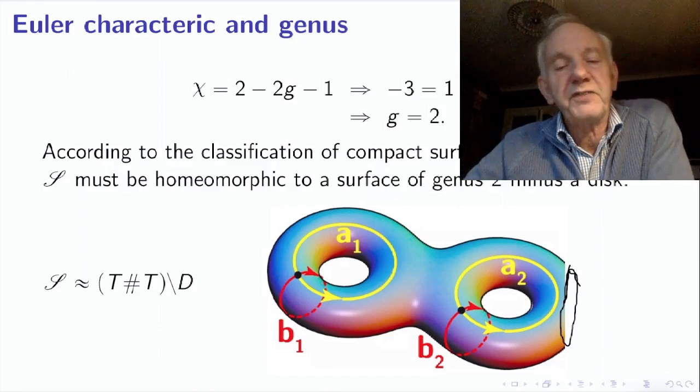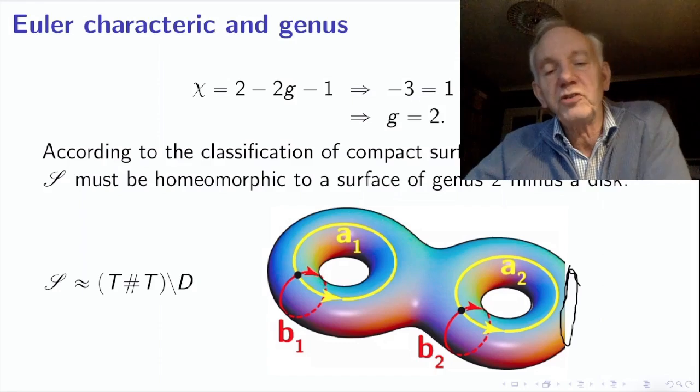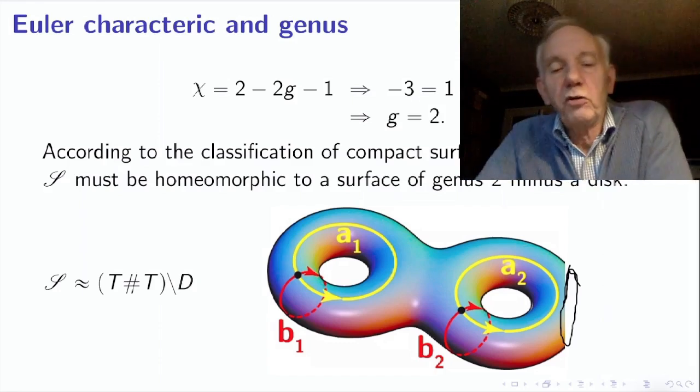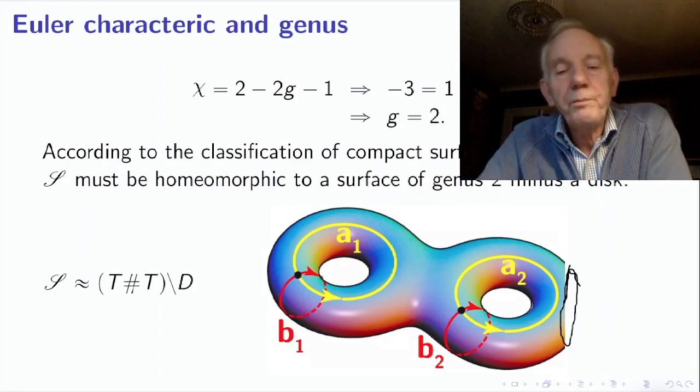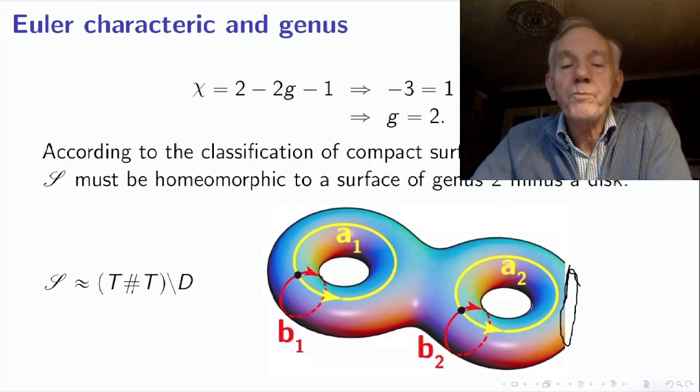We'll also be classifying surfaces, first of all, without boundary. If they're orientable, they're just equivalent to a sphere or a torus with a number of holes. And then in the last part of the course, we'll be talking about the fundamental group of a surface.